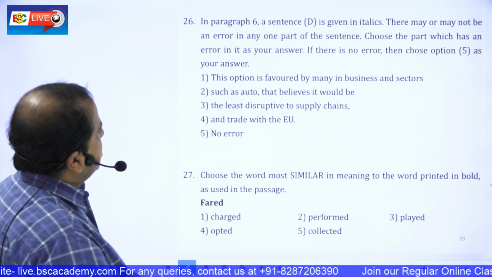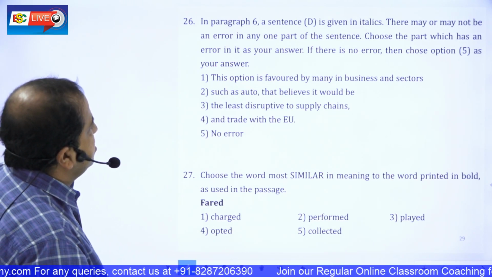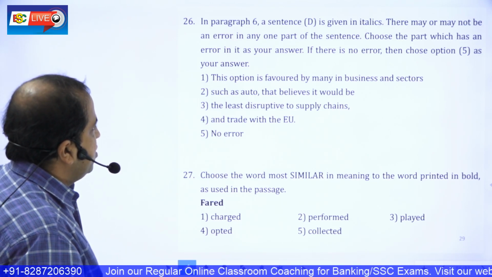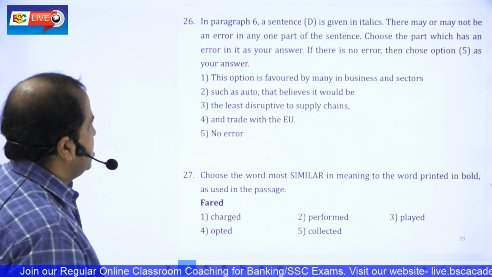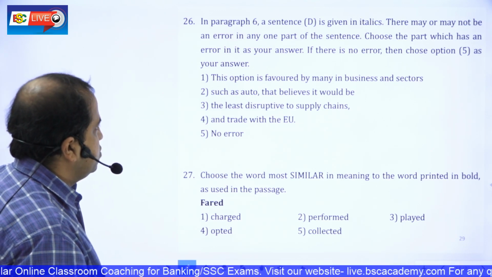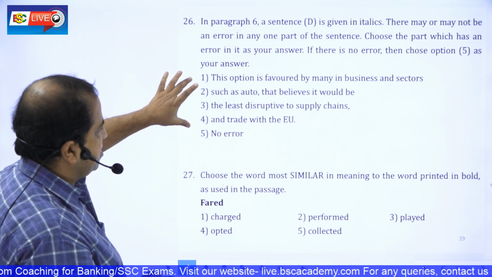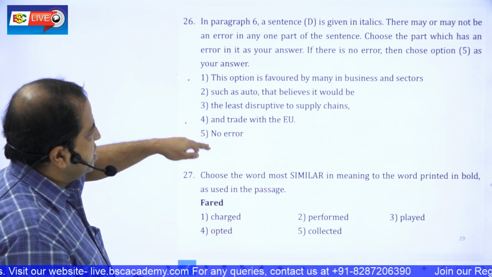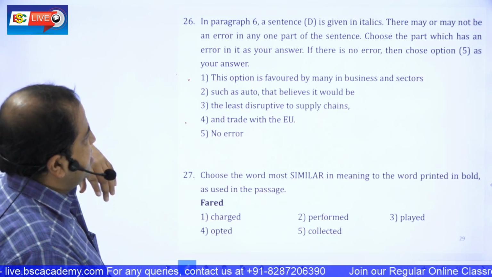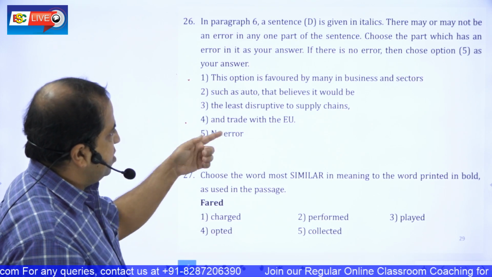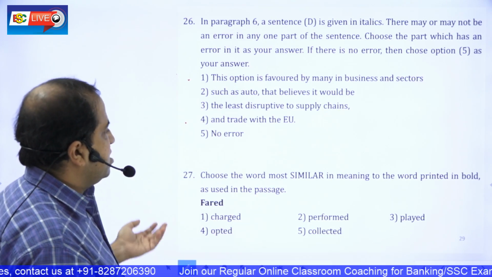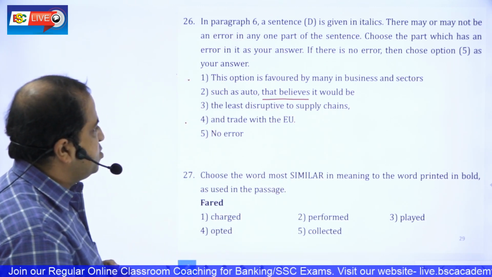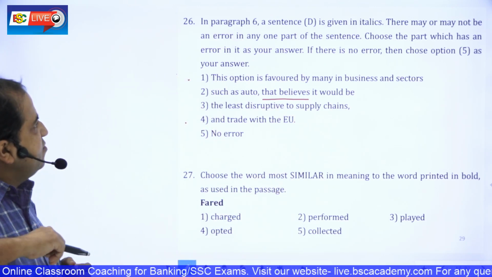Question number 26. In paragraph 6, a sentence D is given in italics. There may or may not be an error in any one part of the sentence. Choose the part which has an error in it as your answer. If there is no error, then choose option 5 as your answer. This is the sentence given in sentence D, split into parts, and we have to see which part has the error. This option is favored by many in business and sectors such as auto that believes it would be the least disruptive to supply chains and trade with the EU.